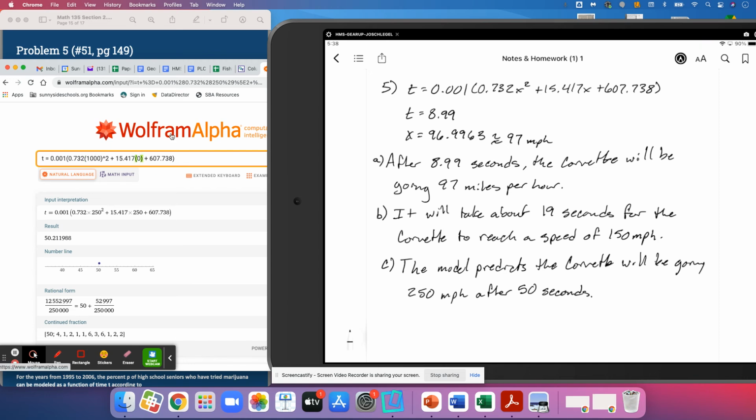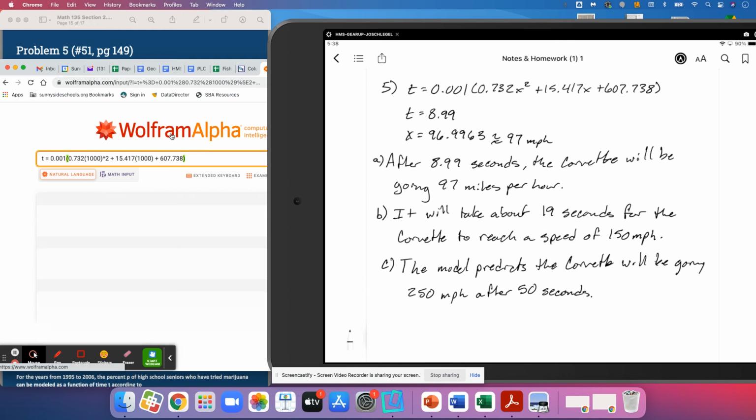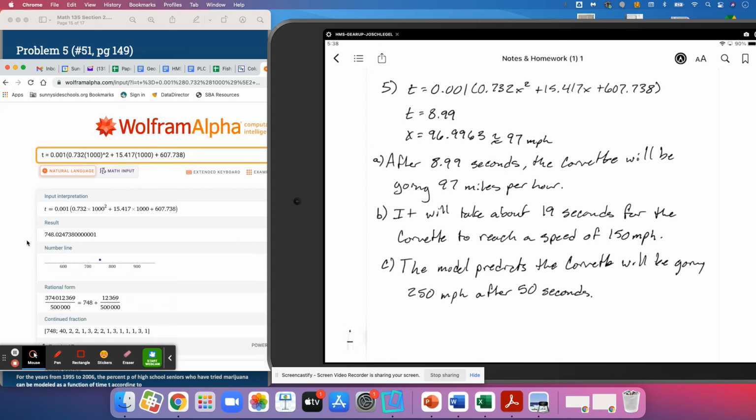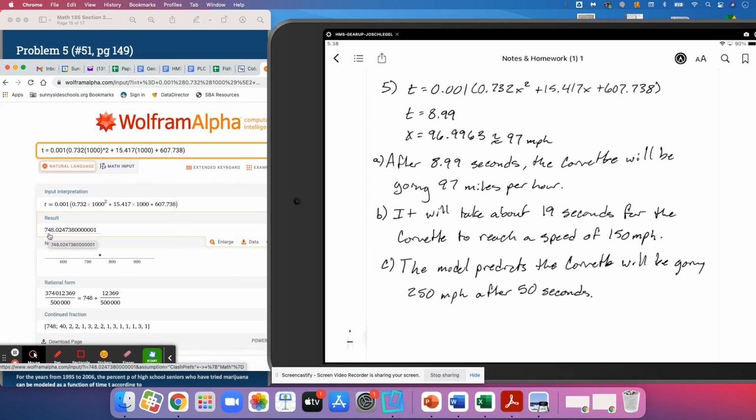Let's test the model and see what it says if we want this Corvette to go 1,000 miles per hour, which we all know is impossible. It says that it would take about 748 seconds for it to do that, which is about 12 minutes. That's impossible. So this model is broken after a certain point. It is your responsibility as the person who's using these models to think about the reasonableness of the result. In this case, there is no way that a Corvette is going to be going 1,000 miles per hour in 12 minutes, or no matter how long you give it to accomplish that. So again, it's very important that we are being realistic about our predictions using these models.